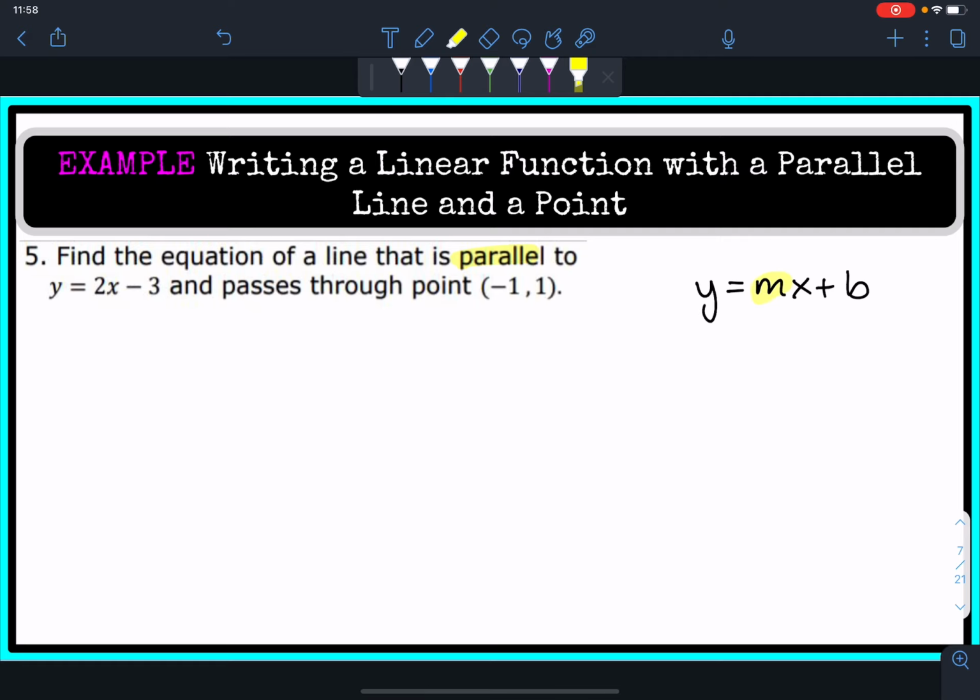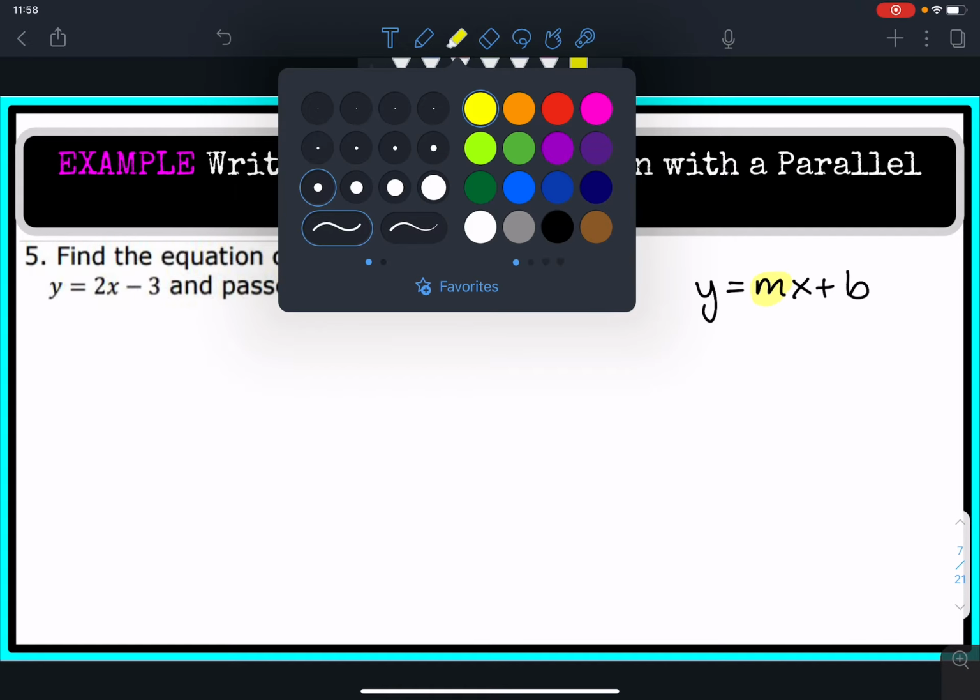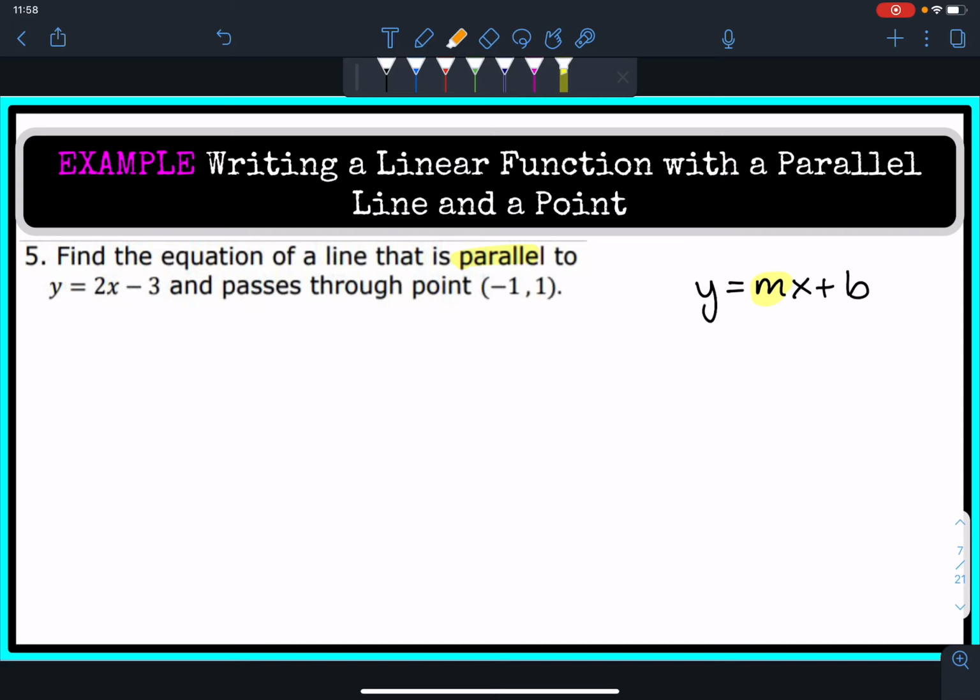So this slope here has to be the exact same slope as that line right there. So this number and this number have to be the same number. As a result, the value that we're going to use for m is going to be +2. So that's the number I'm going to use right there. Now the y-intercept is not going to be the same as this one right here, so we're not going to use the same number. From this equation, the only thing that we need is the slope, because we need it to be parallel.